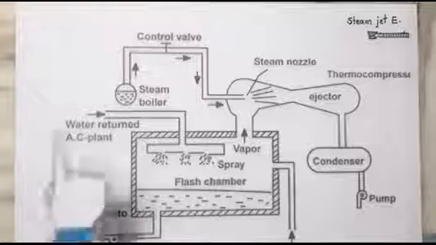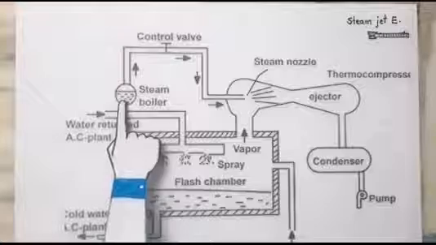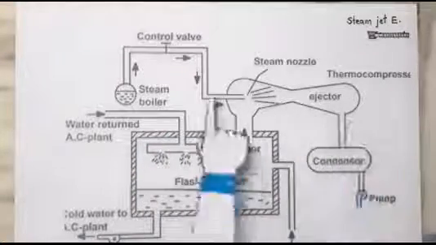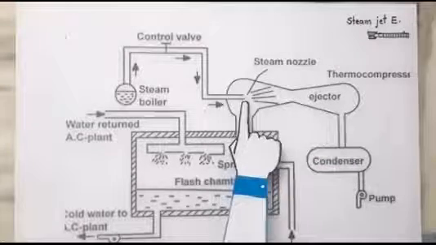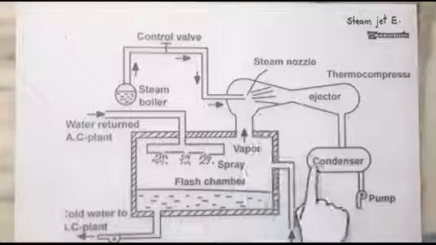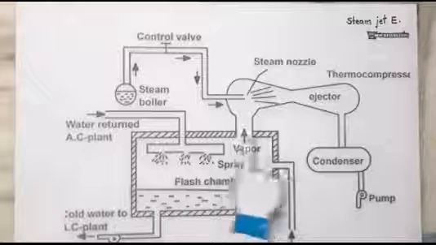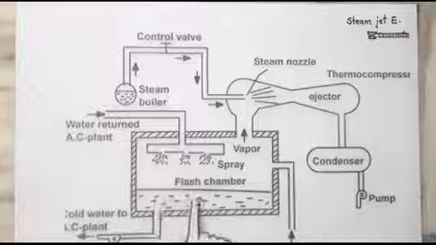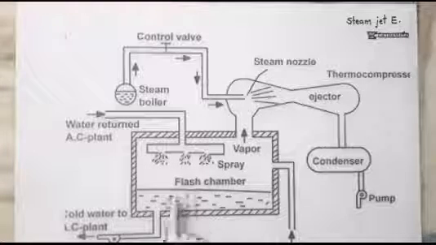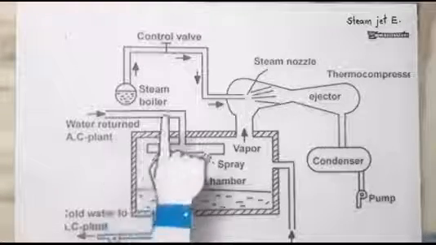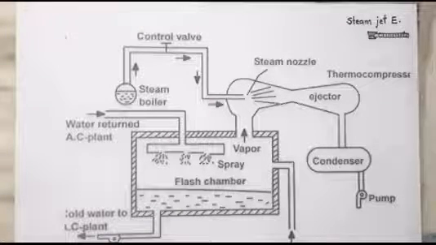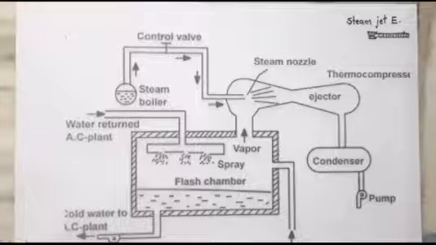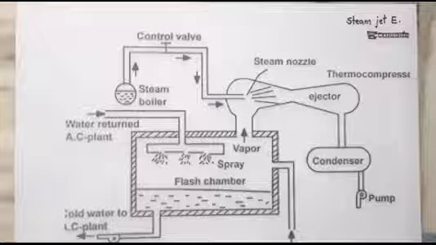Here you can see this is the boiler, and there is a control valve, and this one is the injector, where we use a nozzle, and there is a condenser, a pump, and this is a flash chamber. This flash chamber contains water, and this water we are going to cool. There is also a pump here. There is a mechanism through which this works, and a principle on which it is based.